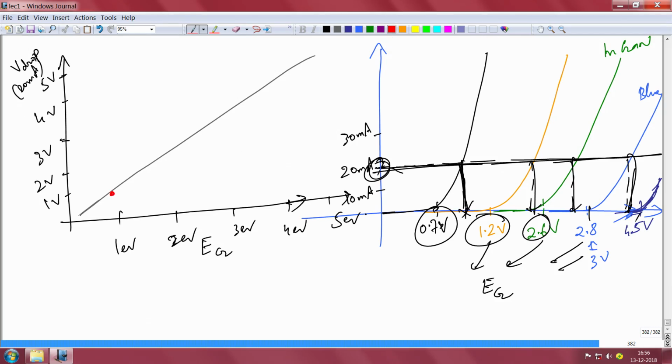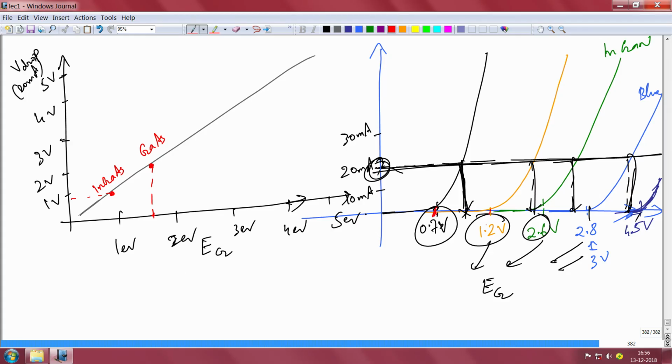So in InGaAs, the band gap is less than 1 electron volt, and you also drop less than 1 volt to get 20 milliamp. For gallium arsenide, the band gap is around 1.4 eV, and you also have to drop around 1.4 eV to get the 20 milliamp, because cut-in is typically low.